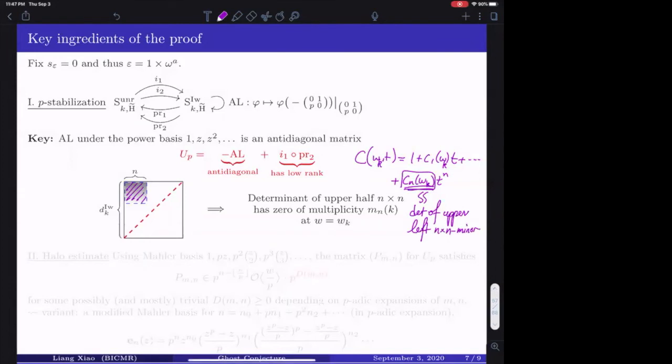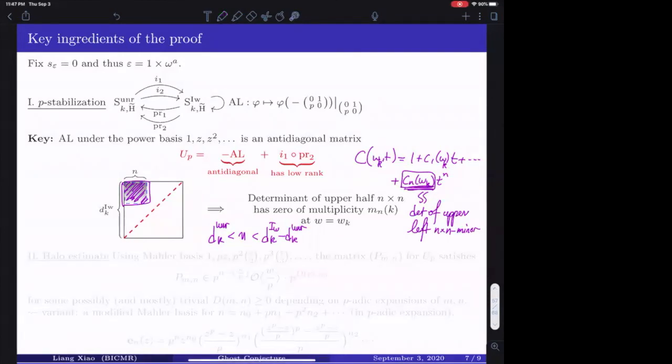But I want to put myself in a situation where n is between d_k unramified and d_k Iwahori minus d_k unramified. So therefore, I have my form in here, and basically my c_n is roughly the determinant of this block here.